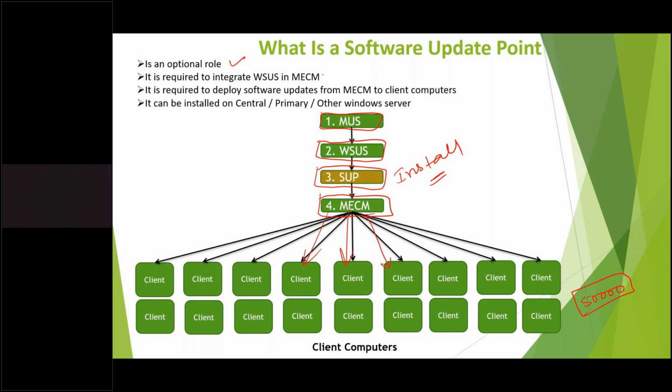It is basically needed to integrate WSUS. So whatever data we have here, we will be able to integrate into the software update point, and then finally it will reach here. It's a communication bridge between WSUS and MECM. So it is required to integrate WSUS and MECM. It is required to deploy updates from MECM to client machines, right? And this role can be installed on central, primary, or any other Windows server.